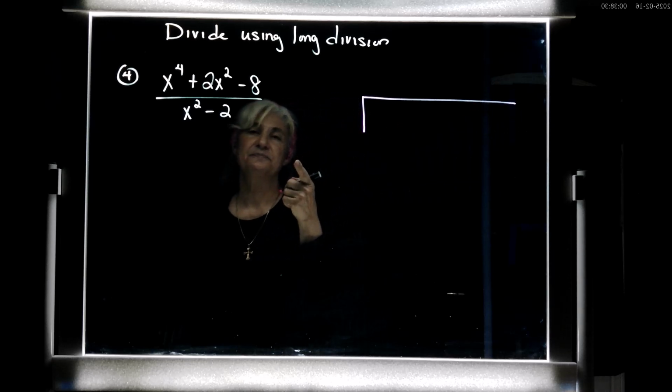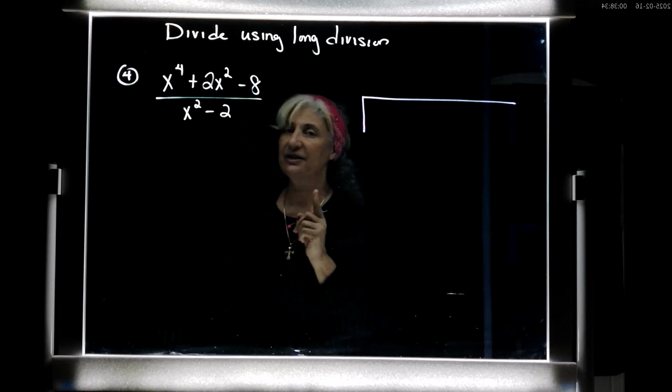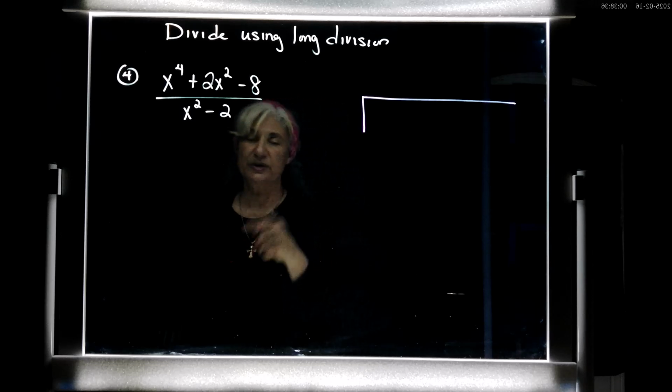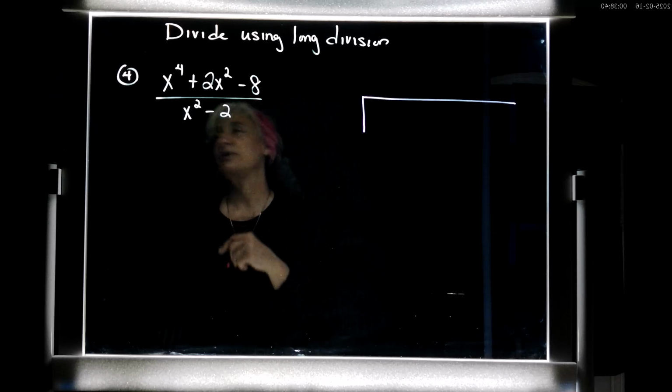Answer me this. I have a 4th degree on the top. I'm dividing by a 2nd degree on the bottom. The resulting polynomial should be what degree? Should be a 2nd. So here we go.